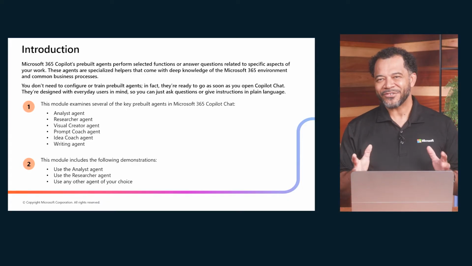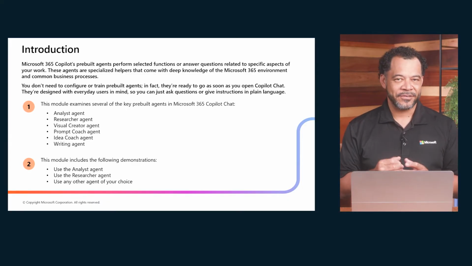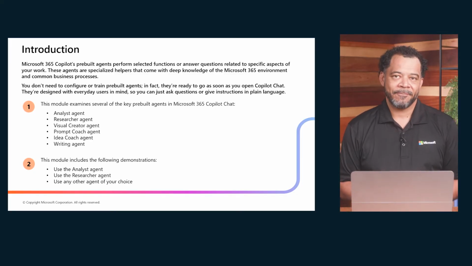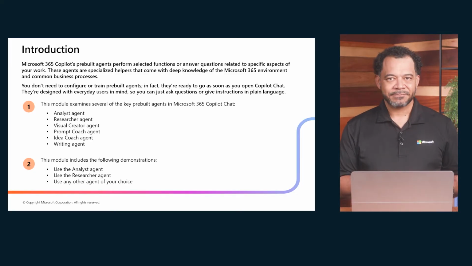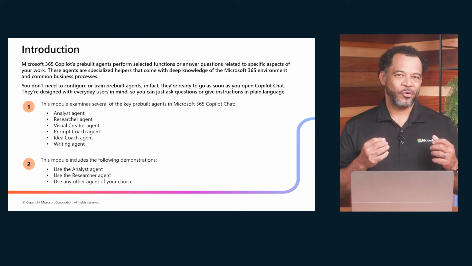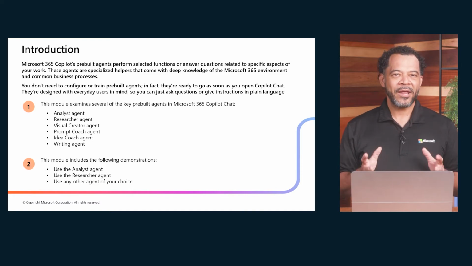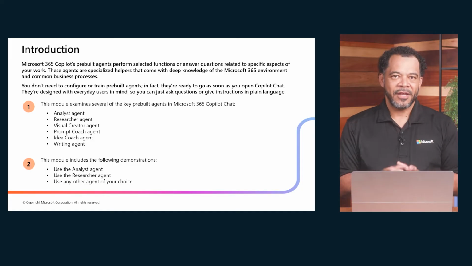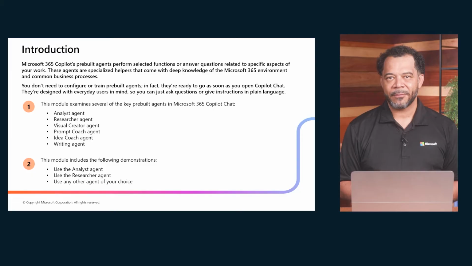What makes these agents so powerful is their specialization. Each one is built to handle a specific type of task, whether it's analyzing data, conducting research, creating visuals, or helping you write more effectively. They're not just general purpose bots. They're focused assistants that understand the Microsoft 365 environment and the kinds of business processes you deal with every day.